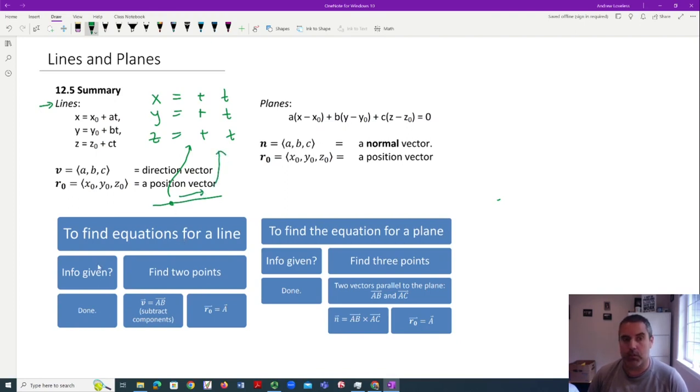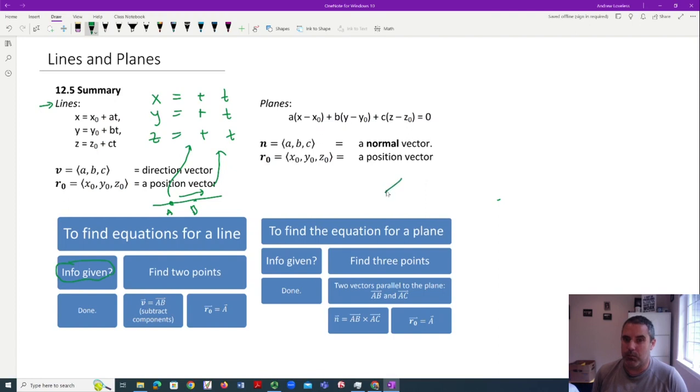Now what happens in these questions is you have to read carefully. Sometimes the information is given. That requires you visualize a little bit. Like if they give you a plane that's perpendicular, you might have to draw that. If it's not given, then typically what we do is we find two points and we do a subtraction, and that gives us our direction vector.